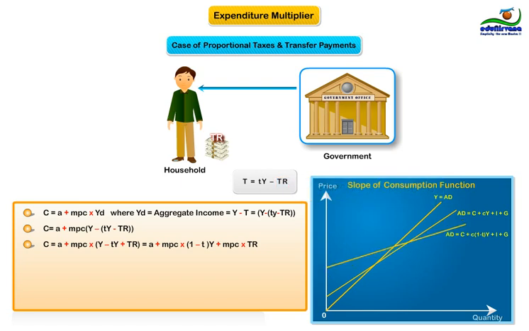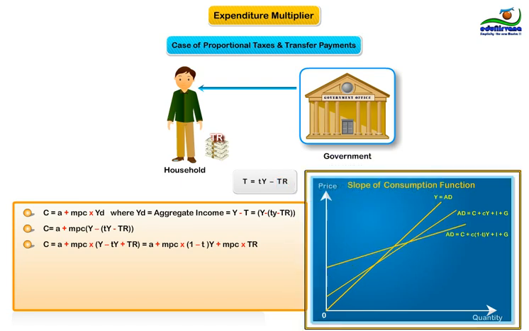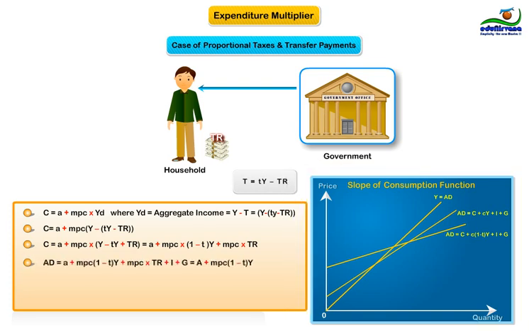The new aggregate demand schedule, AD, will have a larger intercept but is flatter, as shown. Now we have AD = A + MPC × (1 - t) × Y + MPC × TR + I + G, which results in AD = A' + MPC × (1 - t) × Y, where A' is autonomous expenditure and equals A + MPC × TR + I + G.